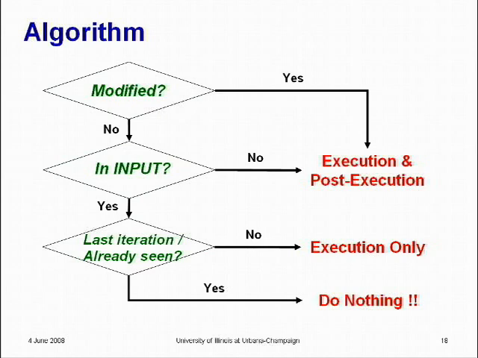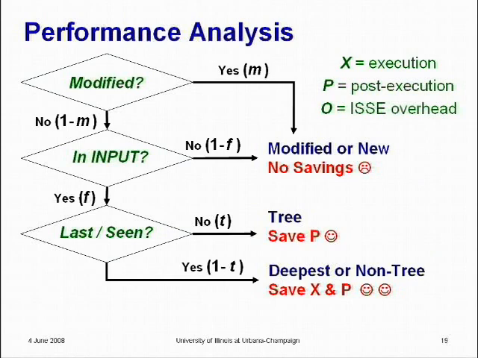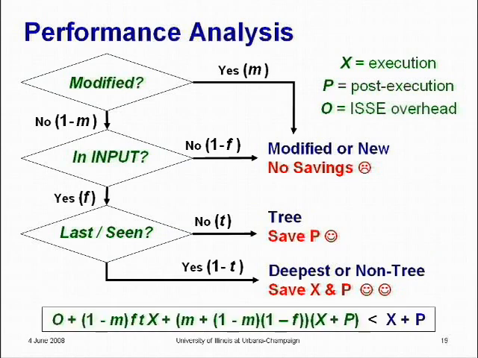If this is the last iteration, if that's the deepest iteration, then we can just save everything. So that's the yes branch where we don't need to do anything. However, if this is a state that we haven't seen before, we still need to execute it. So here's some formula that basically shows some analytical results for how much can be saved.